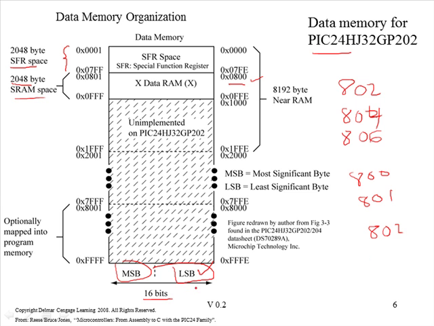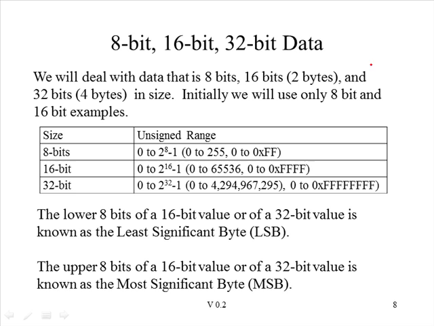Notice that if it's 16 bits wide, each memory location stores 2 bytes, a least significant byte and a most significant byte. In this class, when we're storing variables, we'll either be using 8-bit, 16-bit, or 32-bit data. Typically, we'll be using 8 and 16-bit data.